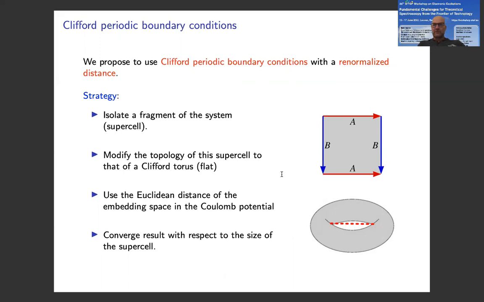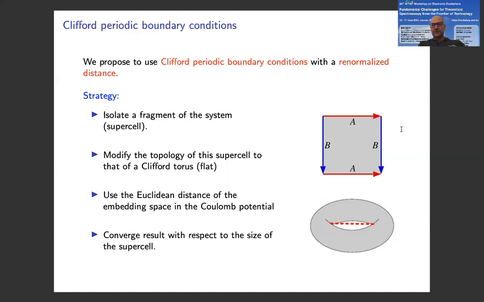So our approach can be summarized in the following 4 steps. So in the first step, we isolate a fragment or supercell out of the system. So for example, in the 2D case, we could take out this square. And then in the second step, we join the opposite sides, so A with A and B with B. This would create a regular torus. If you take a piece of paper and you do this, you get a regular torus.